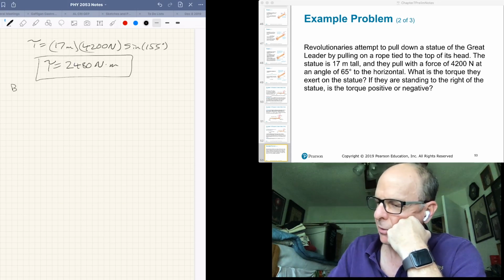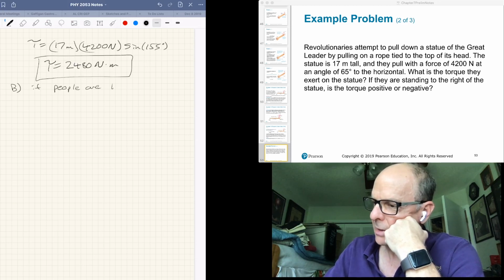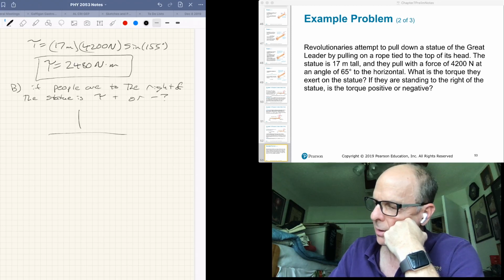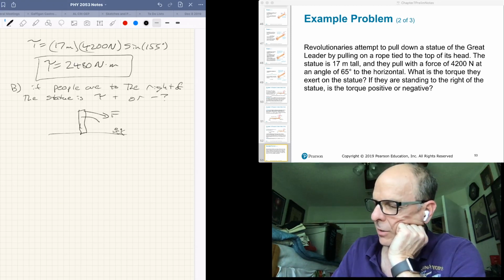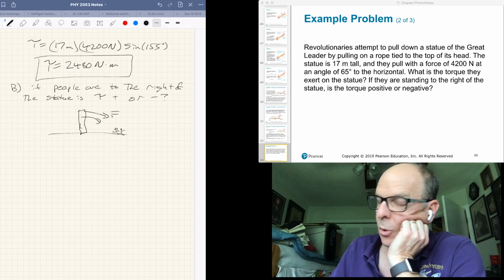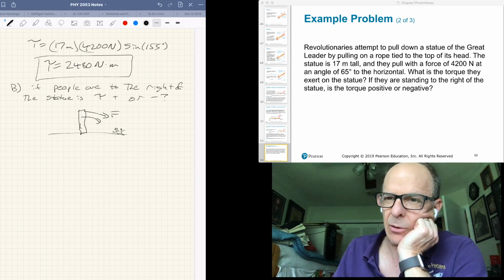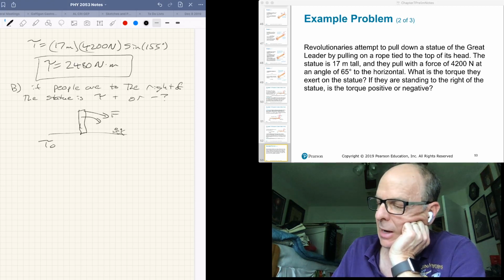Part B of the question said, if people are to the right of the statue, is the torque positive or negative? Let's redraw it again, but this time we'll put the people on the right side. Here's my force. Here are all the little people down here pulling over the statue, so it's rotating this way. That torque would lead to a rotation in the clockwise direction.